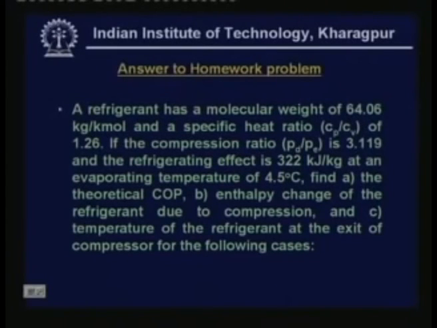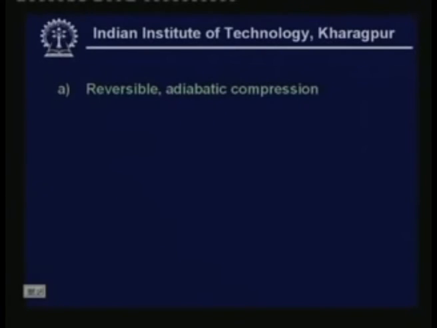And before I leave, let me give the answers to the homework problem given in the last class. This is the homework problem given in the last class, and I had asked you to calculate the COP, enthalpy change, and the temperature of the refrigerant for the following three cases. First is the reversible adiabatic compression.